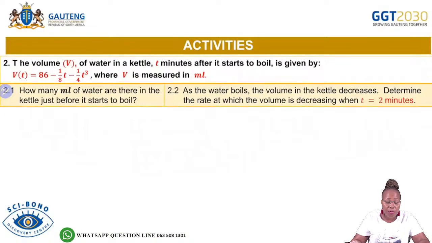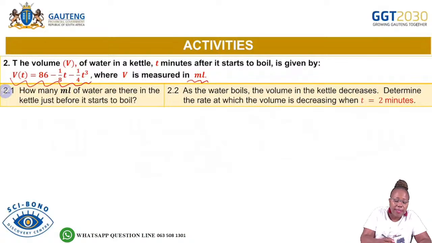And then now the second problem here, we have the volume of water in a kettle t minutes after it starts to boil, given by the volume of the kettle, and the volume is measured in milliliters. How many milliliters of water are there in the kettle just before it starts to boil? That means the minute you put water in the kettle, and before it starts to boil, no time is detected. Yes, the kettle is passive. We have not yet switched the kettle on. That means now our time will be 0 there.